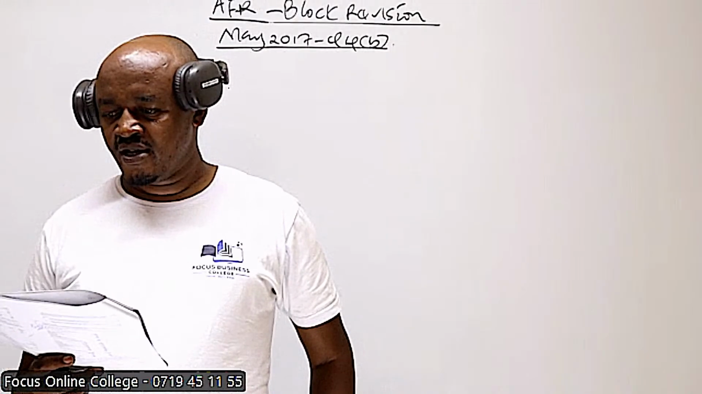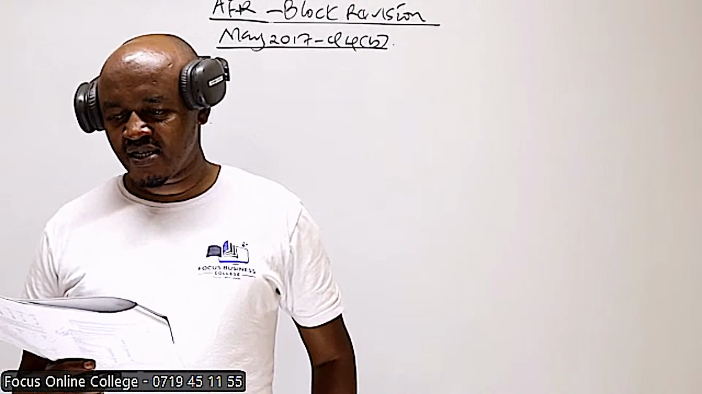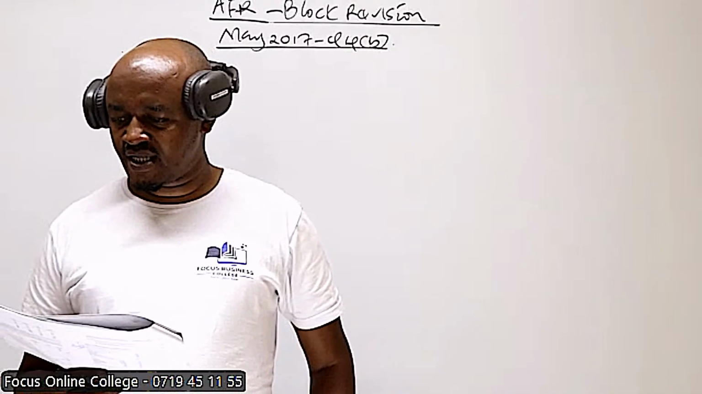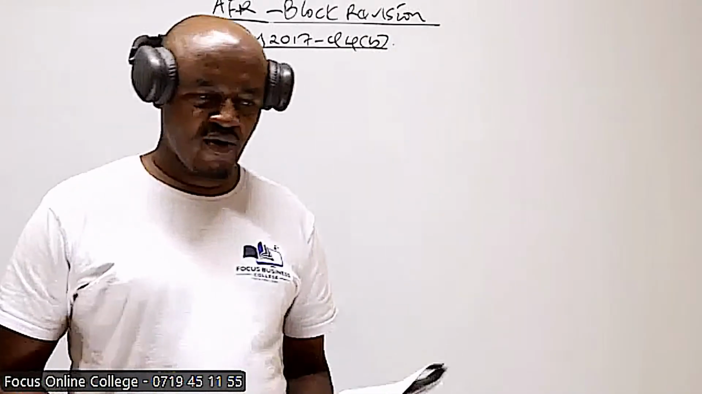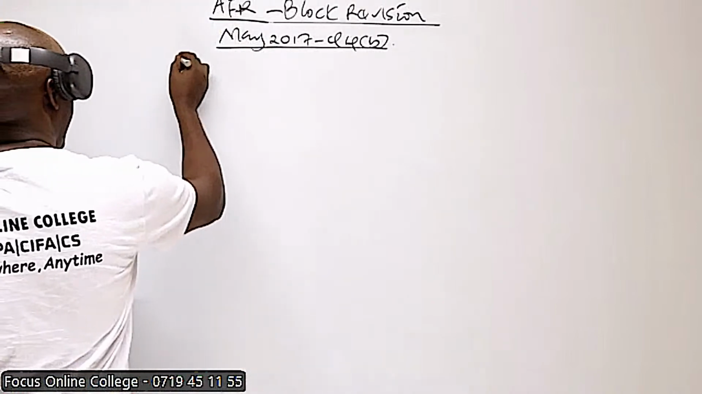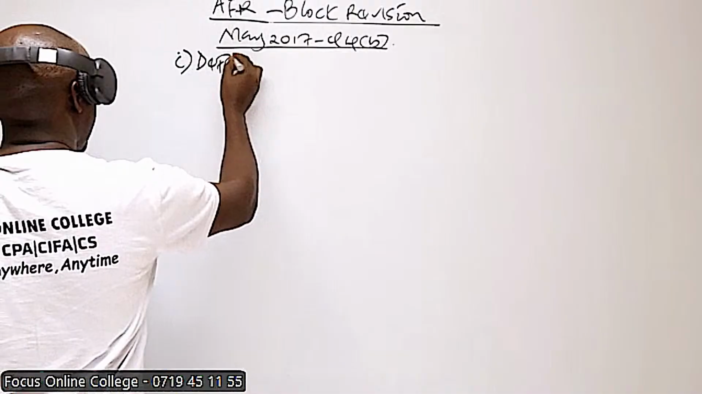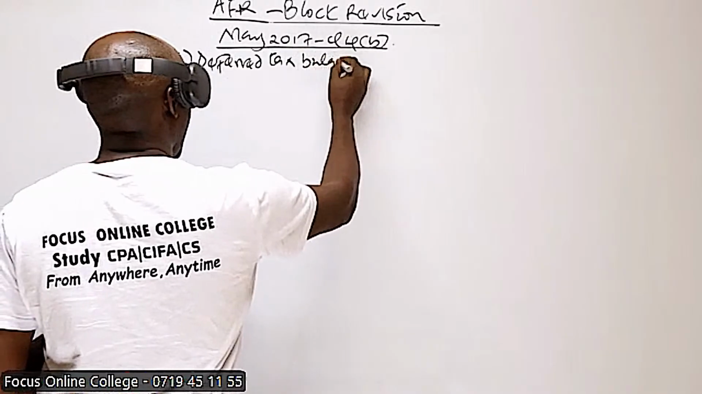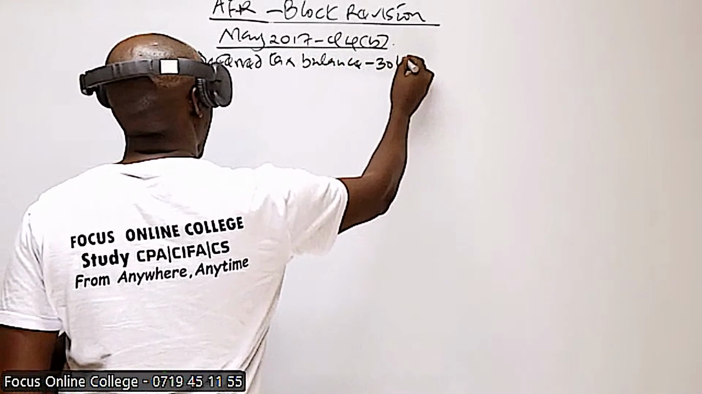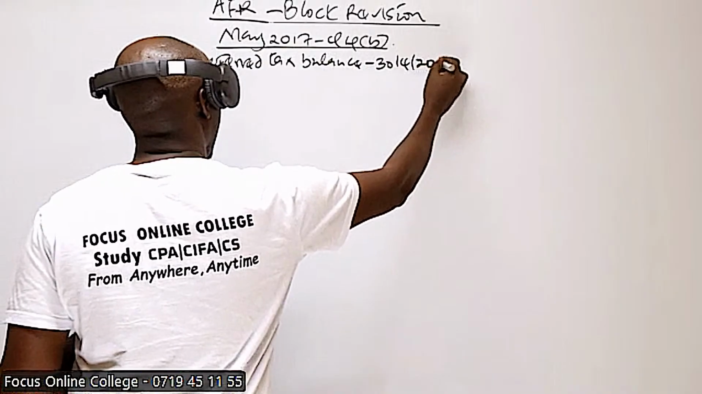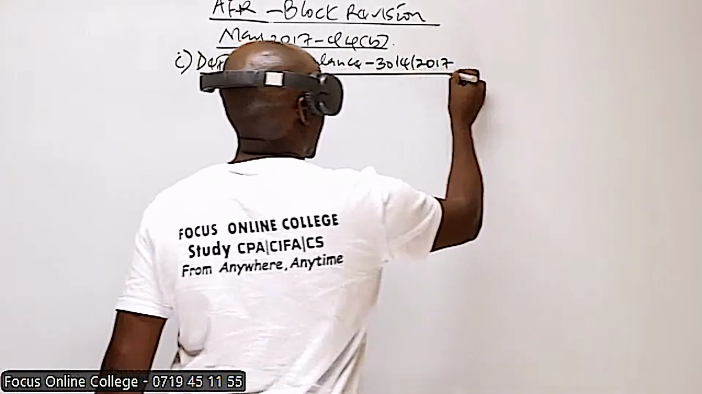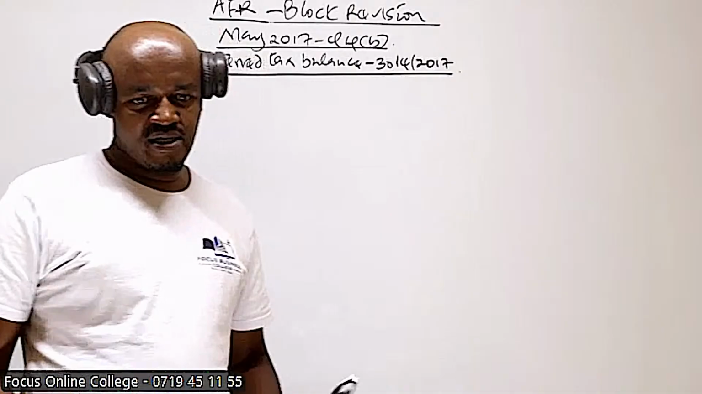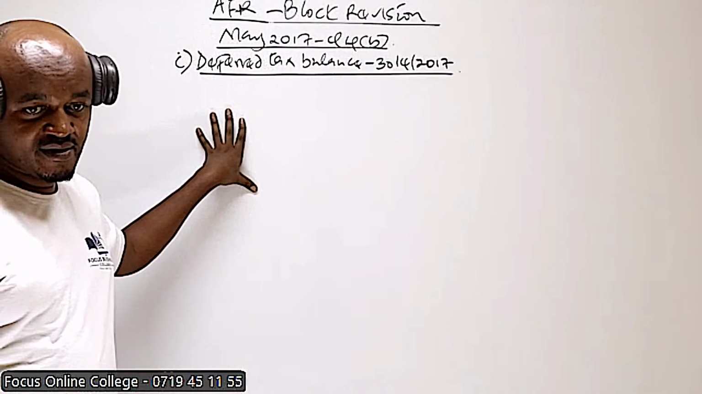What are we required to do here? We are required to compute the deferred tax balance as at 30th of April 2017, and also to prepare the deferred income tax account. Now, we're going to start with the Roman 1 of that particular question. Basically what we are required to compute is the deferred tax balance at the end of the year, that is the year of April 2017.